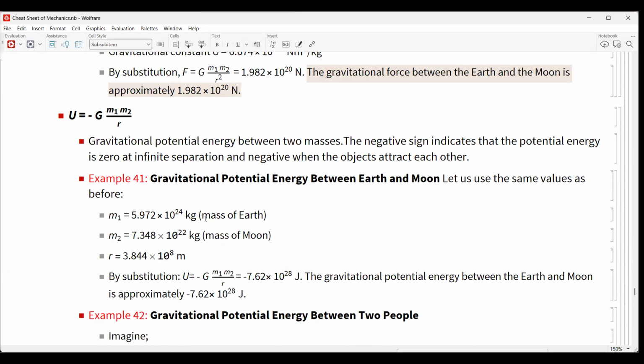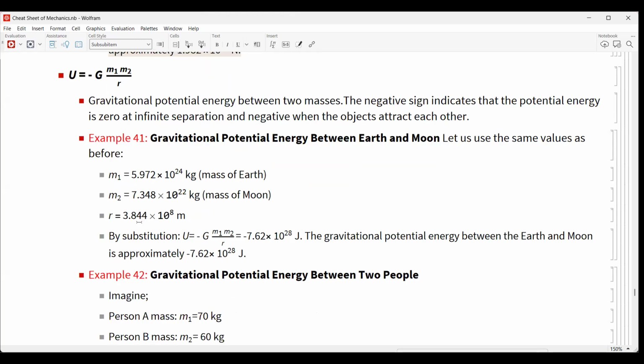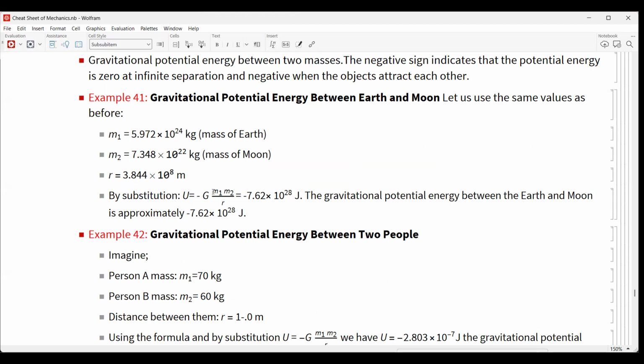M1 is the mass of the Earth, 5.972 times 10 to the 24, and M2 is the mass of the Moon, 7.348 times 10 to the 22 kilograms. The distance between the Earth and the Moon is 3.844 times 10 to the 8 meters. Remember that is the distance between their centers. By substitution here, the answer is negative 7.62 times 10 to the 28 joules. So the gravitational potential energy between the Earth and the Moon is approximately negative 7.62 times 10 to the 28 joules.